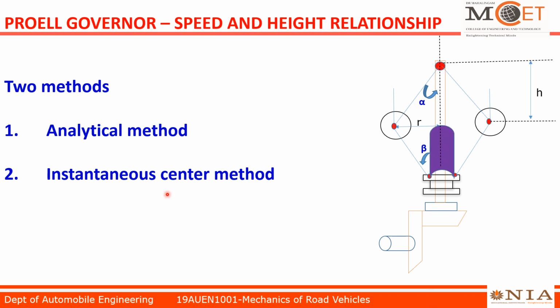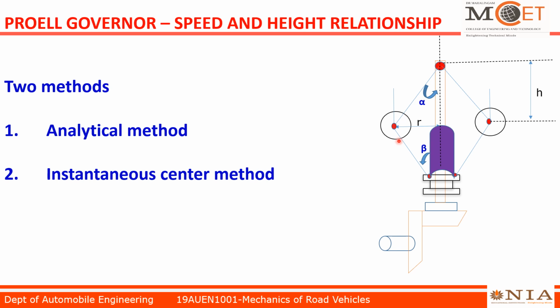So as discussed, there will be some central load acting on the sleeve of the governor. In the Porter governor, we know that the fly ball will be attached at the connection point of the lower and upper arm. This is the upper arm and here the lower arm. At these connecting points we have the fly ball in the Porter governor.